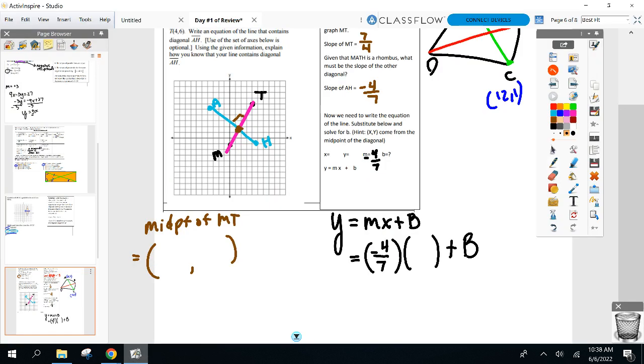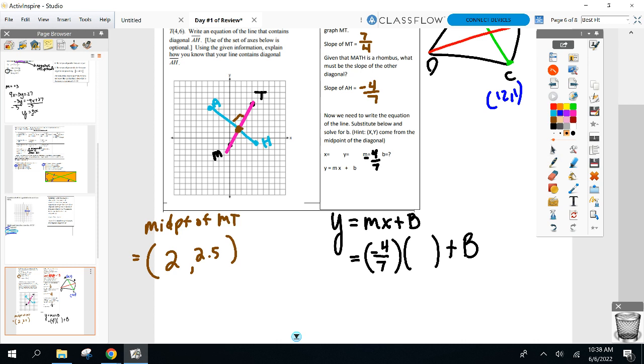11 ones when you're ready. Did you say 11? Yes, I said 11. 2 and 2.5. That is a point on AH as well. So I could take its y and its x and plug it into y equals mx plus b.